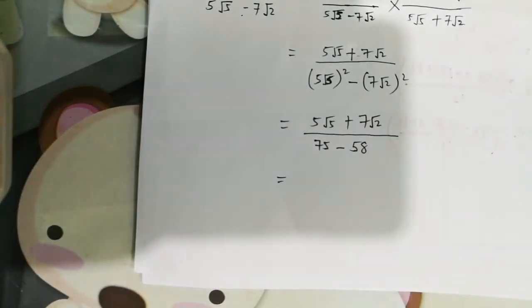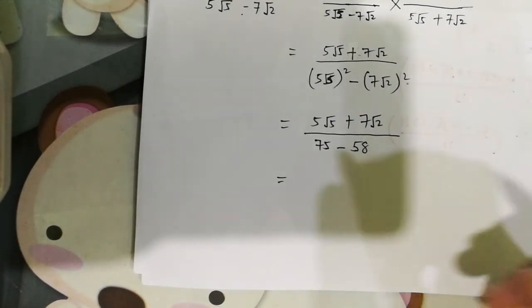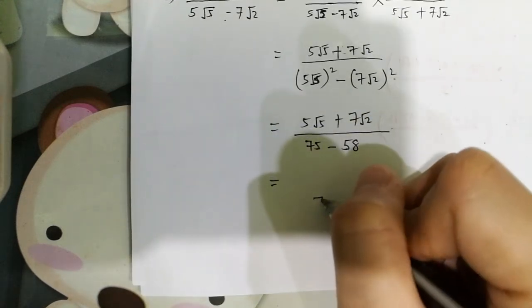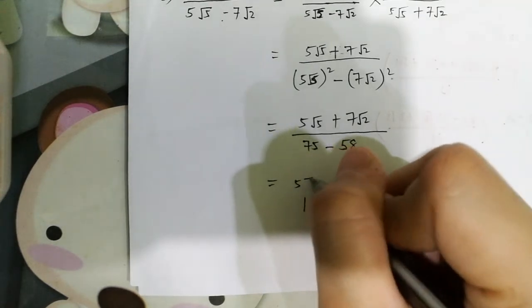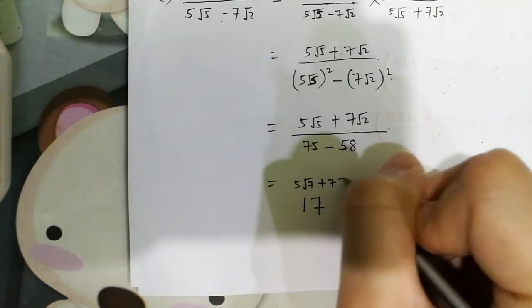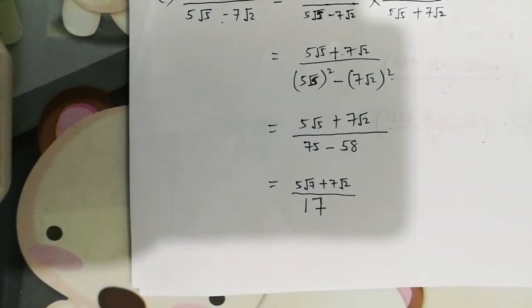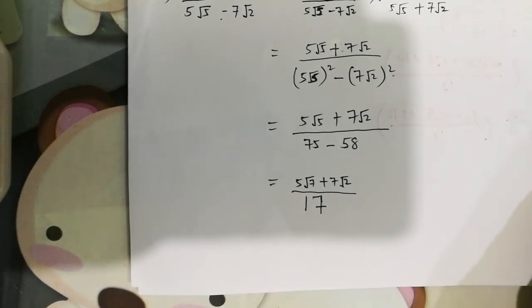Okay, so 75, 60 and 58. So you minus, you will get 17, 5, finish. Okay, this is your final answer. So the root is on top, the numerator. So when the numerator is your answer, then no problem.